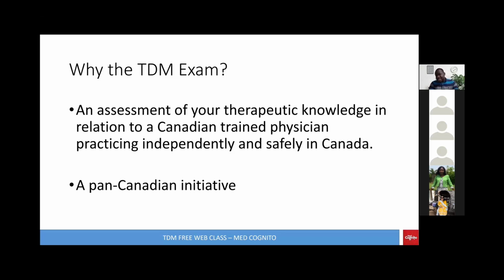Unlike the NAC exam that is assessing you at the level of a final year medical student about to start residency, the TDM exam is pegging you at a little higher level. You are not a candidate being prepared for training, but someone who is already practicing and is independent. That gives you an idea of the level at which the TDM exam is going to assess you.